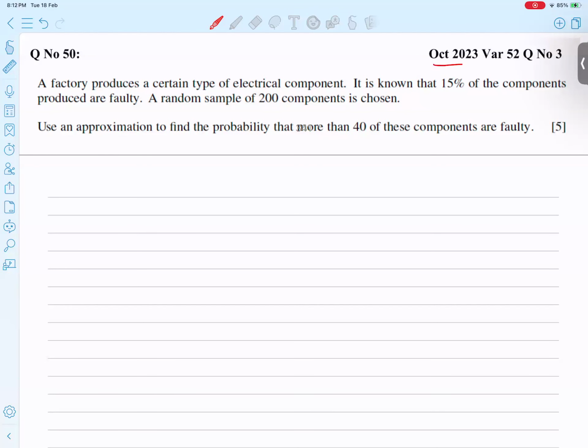Bismillahirrahmanirrahim. October 2023, variant 52, question number 3. And what a question we have.